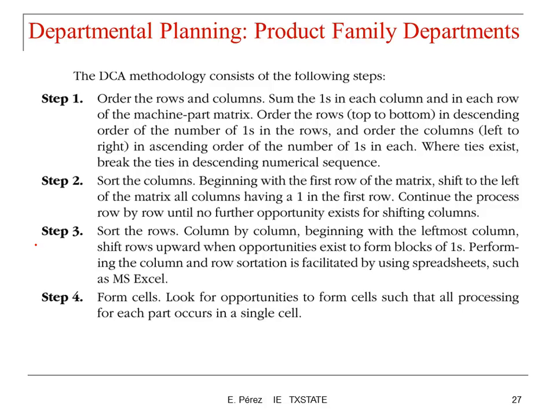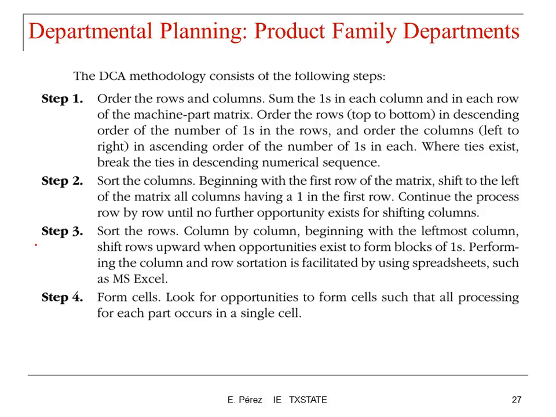You're going to sort the columns beginning with the first row of the matrix. Shift to the left the columns having a one in the first row. Then continue the process row by row until no further opportunity exists for shifting columns. Then you do the same thing for the rows. So first you shift the columns to the left. Now you go to step number three. You sort the rows column by column, beginning with the leftmost column, and you shift the rows upward when the opportunity exists to form blocks of ones.